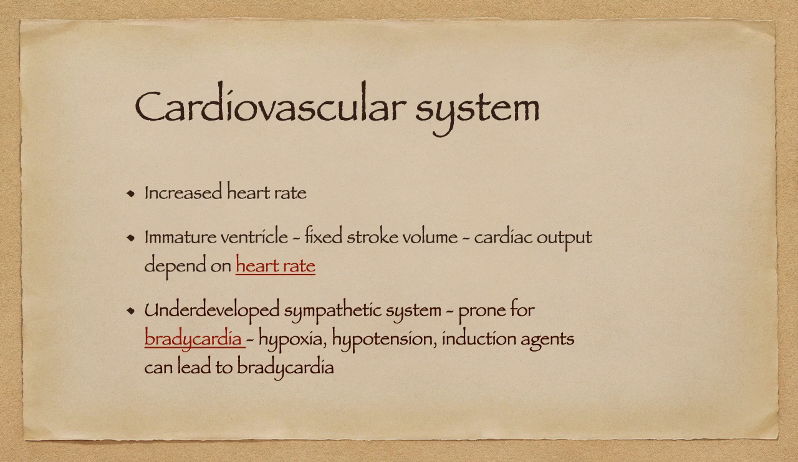So underdeveloped sympathetic system will be there, so they are prone to bradycardia. Usually the sympathetic system increases the heart rate and the parasympathetic decreases the heart rate. Since the sympathetic system is not developed, the parasympathetic system will be more active. So they are prone to bradycardia. Any hypoxia, hypotension, or a larger dose of induction agent can lead to bradycardia.